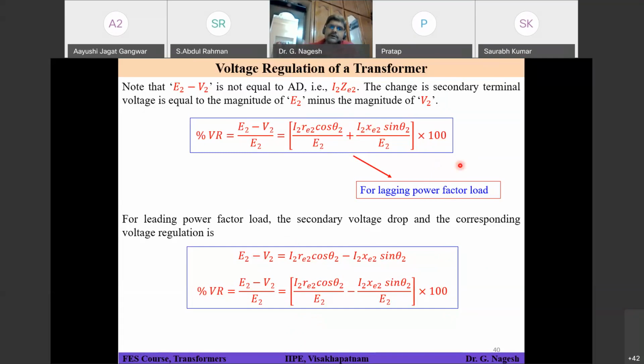So it depends upon your current value, the current flowing in the winding, the resistance of both the windings, the reactance of both the windings, and also the power factor angle theta 2. That means the nature of the load you have connected. Right. So this is called voltage regulation, and ideally we want this voltage regulation to be as minimum as possible. If it is 0 also, it's very good for us. Right. So I hope you got it. So we will see one problem based on this.